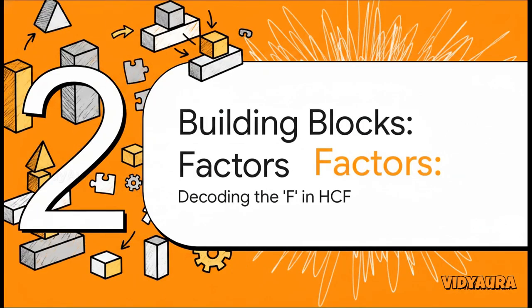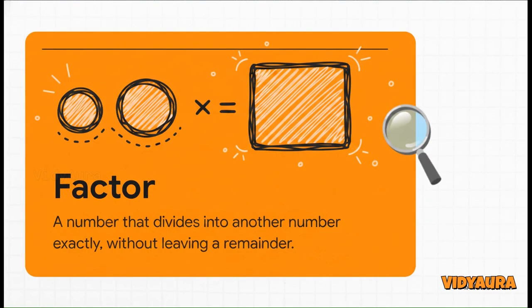So let's zoom in on that F in HCF. It stands for factors, and these are basically the DNA of any number. They are its essential building blocks. So what exactly is a factor? It's actually super simple. Think of them as numbers that can be multiplied together to perfectly create a bigger number. Like how 2 and 5 are factors of 10, because 2 times 5 gets you exactly 10. No messy leftovers or remainders.